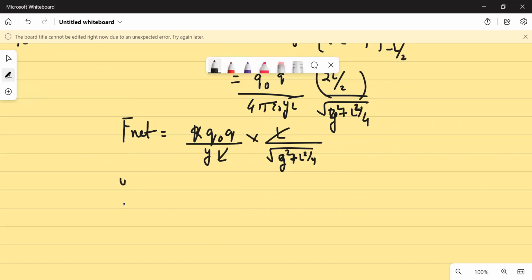Now, if your y is very much greater than L, meaning if your charge Q is placed very, very far compared to L, then your net force will be equal to K Q Q naught upon simply y square. So it would be like a point charge Q placed instead of this rod. Is that clear to you?